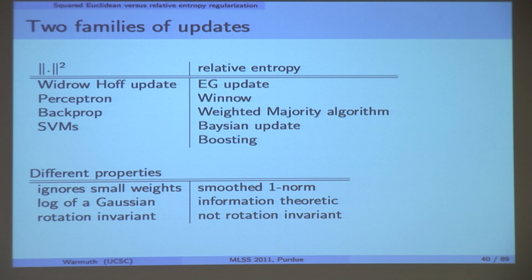In other words, you can always use small weights to interpret your data. And if you have a lot of weights, then a lot of small weights can be used to fit random parts of the data. And sometimes this doesn't work, because you're not regularizing on the small weights. You're not punished for using small weights. Intuitively, the relative entropy is a smoothed one norm. It doesn't ignore small weights, but they add up. This is rough. Another way to see it is that the squared Euclidean is the log of a Gaussian.